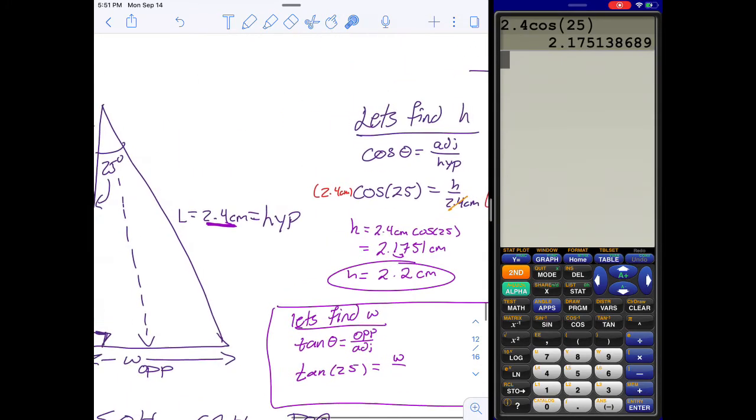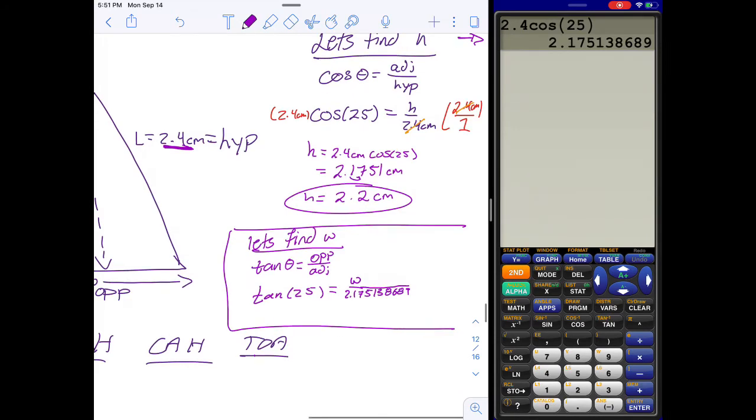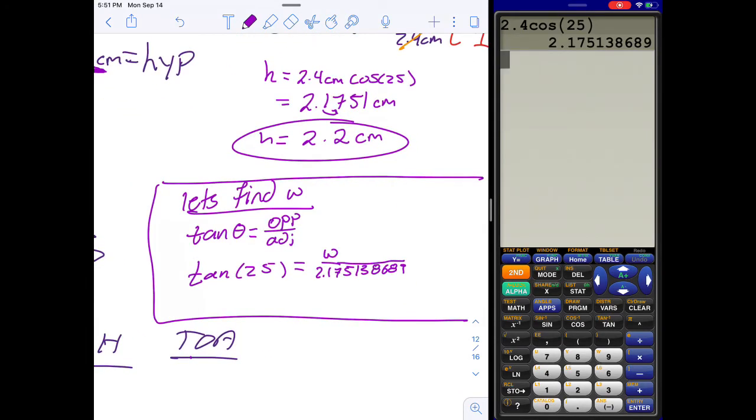Now, this is something super important to recognize. I am not going to use the rounded value 2.2. I'm going to use the more accurate value, and I'm going to use a few decimal places. So if you look up here, I'm actually going to try and use all those decimal places: 2.175138689. Okay, so recognize I'm using that whole number. And now I'm going to solve for W.